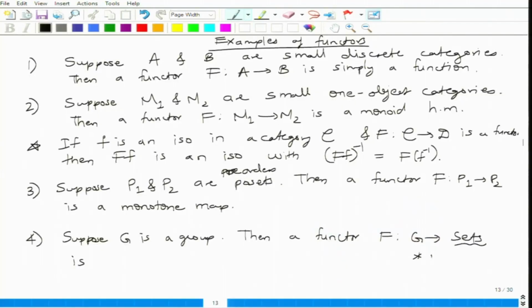Yeah, so let me write it. Usually this is a helpful way. So suppose I am mapping it to set X. Then I have some morphism.